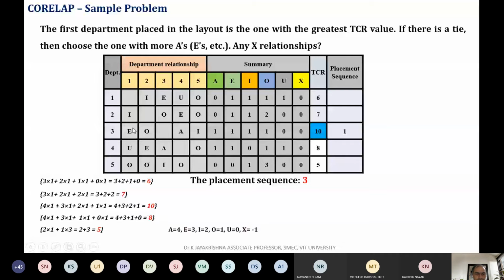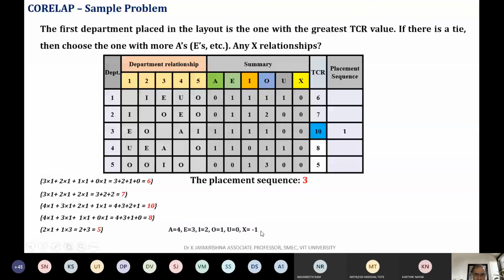Okay, now done. So how to calculate the TCR rating? You know that in the core lab problem, or it will be given to you in the problem itself, the value of A is 4, E is 3, I is 2, O is 1, U is 0, and X is -1. This is the standard value which is given to you.